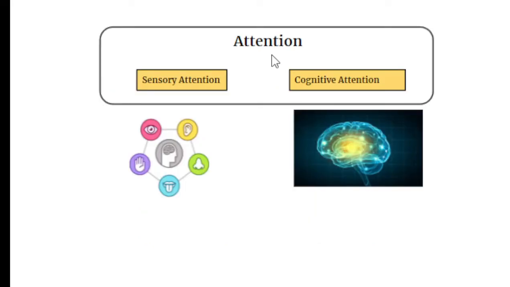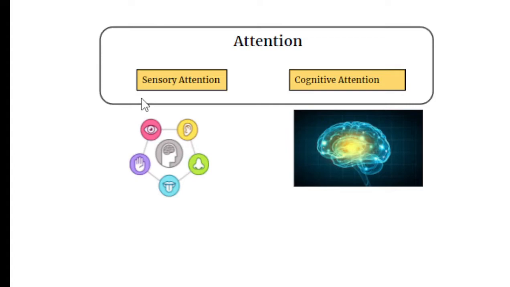Now the next is attention. Attention basically means what we are focusing our senses on. They are of two types, sensory and cognitive. So first let's understand the sensory part of it. For the sensory part, we have five senses as we know: eyes, ears, nose, taste and touch.